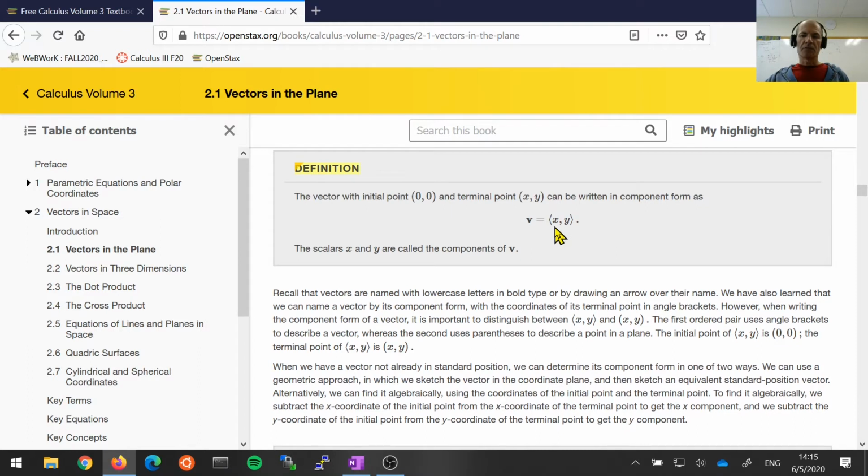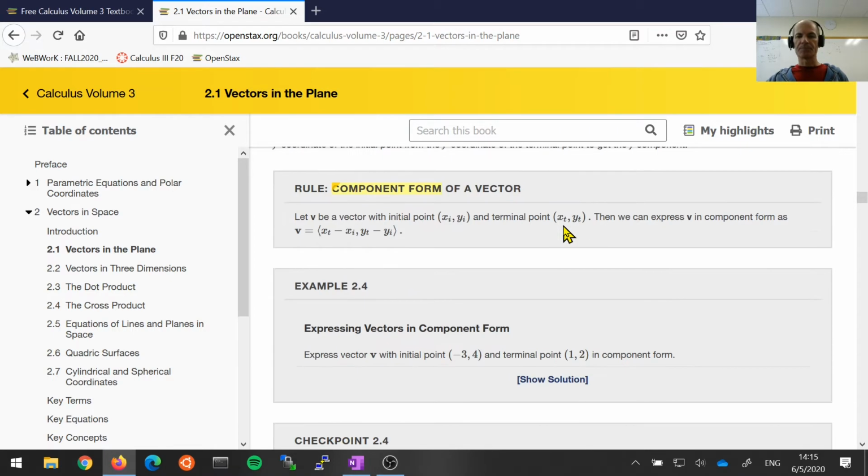Just a side note, these components, x and y, are scalars. This is a vector. These numbers are scalars. All right. If you have a vector with a generic initial point and a generic terminal point, you can express the vector in component form by taking the difference of the x coordinates and the y coordinates. So it matters where the initial point is and where the terminal point is.